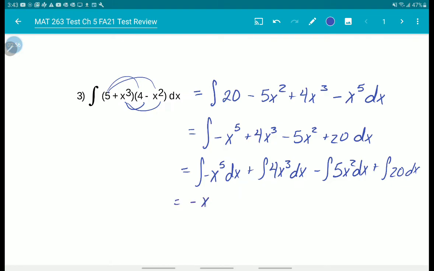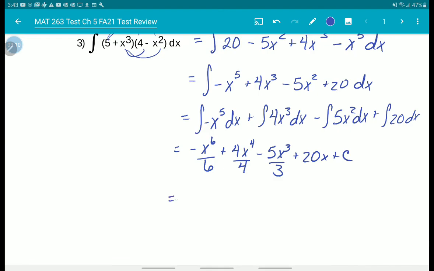So we have minus x to the 6th over 6 plus 4x to the 4th over 4 minus 5x cubed over 3 plus 20x plus c. And then simplifying that final answer, we have negative 1/6 x to the 6th plus x to the 4th minus 5/3 x cubed plus 20x plus c.